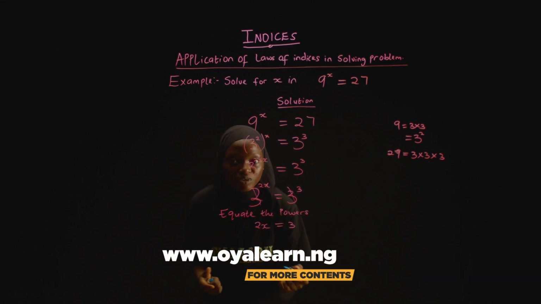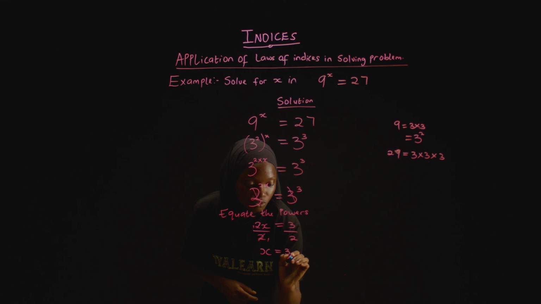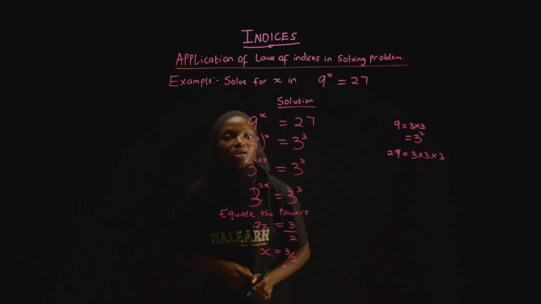And to find x here, we divide both sides by the coefficient of x, which is 2. 2 goes here, 1. 2 goes here, 1. So we are left with x here. x equals 3 over 2. And that gives us our answer for x.